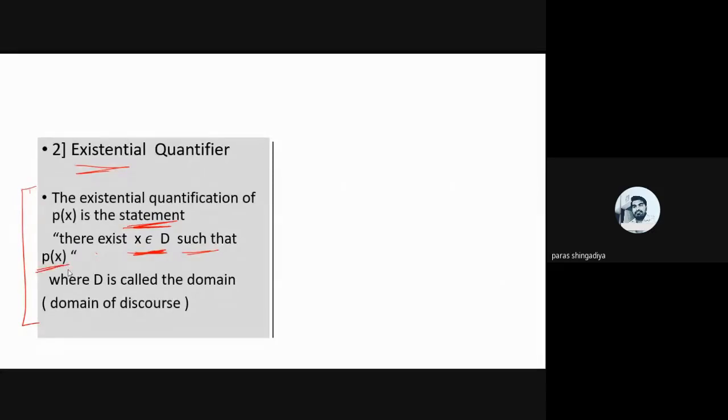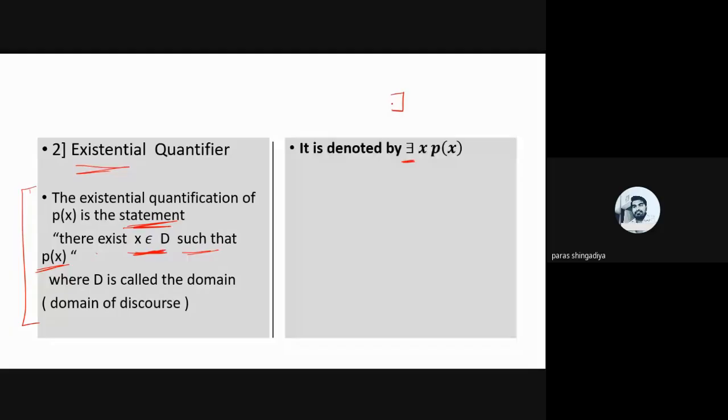Okay, for a single x belonging to D, only one value of the domain, if P of x becomes a statement, then it is known as an existential quantifier. The symbol for that is denoted by there exists. It is read as there exists x, P of x. Okay, that is the notation for that.